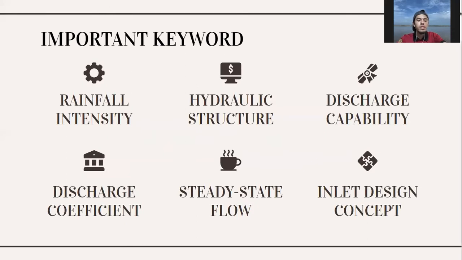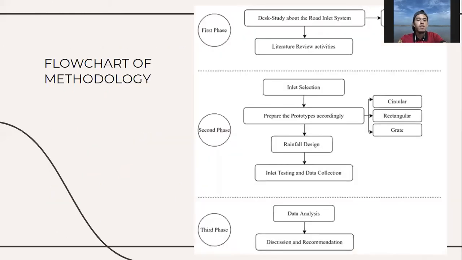All right, for the literature review of this study, some keywords were explored, such as rainfall intensity, hydraulic structure, general concept, discharge capability, discharge coefficient, steady state flow, and so on. And then for the detailed methodology, the first phase was FYP1, which focused on research activities. The second and third phases highlighted selecting the inlets, constructing them, and also the lab activities. Then the results were analyzed as the last part of the project.